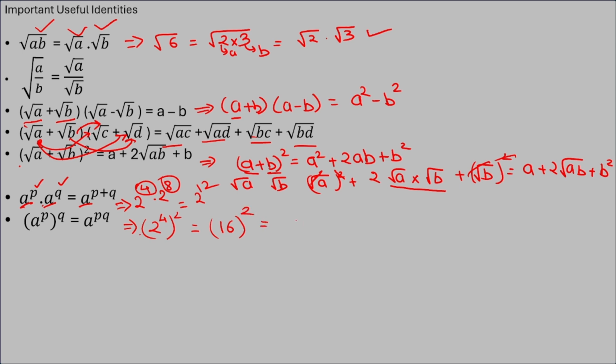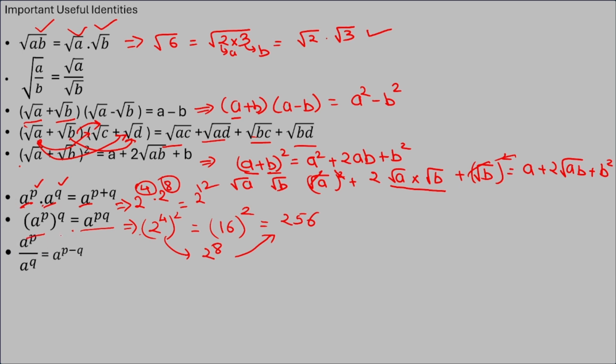And its square is 256. Correct. But here we can directly do 2 raised to power 8, which is also 256. Correct. So easy and helpful. You need to understand these exponential identities as well.